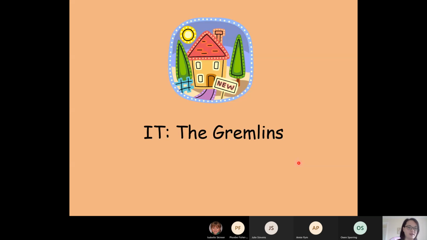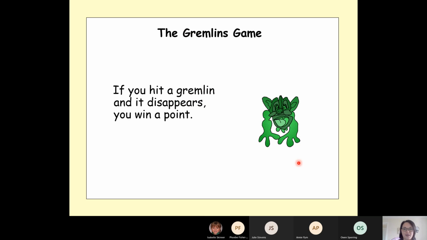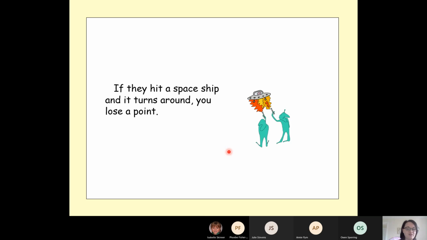And we will go with our Gremlin game. Now, it goes through the instructions first of all. And the game goes like this. The Gremlins game. If you hit a gremlin, here's the gremlin, and it disappears, then you win a point. I'll tell you how to hit them in a minute. So if you hit a gremlin and it disappears, you win a point. But if you hit a spaceship and it turns around like that, then you lose a point.